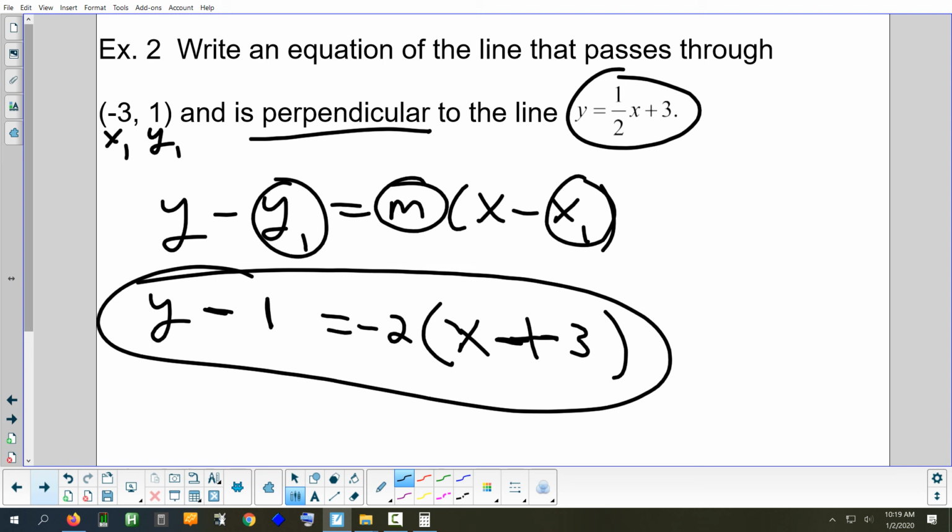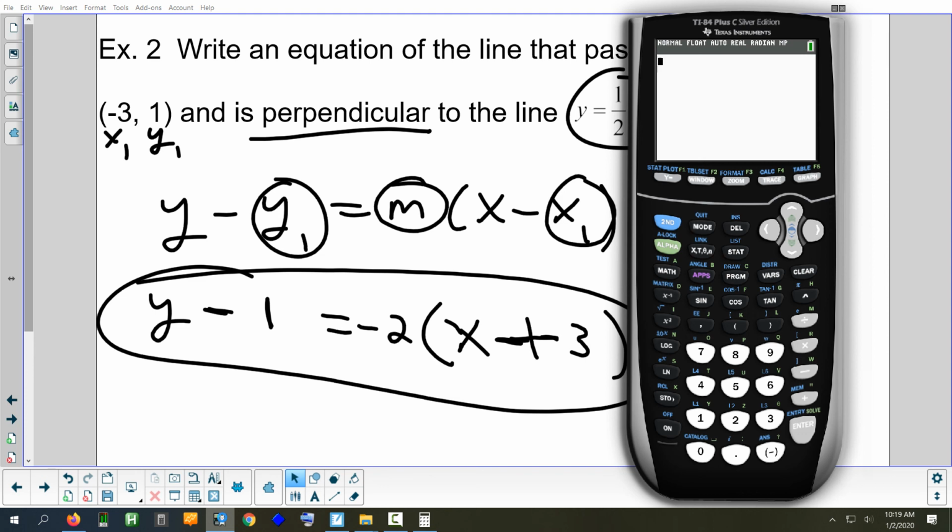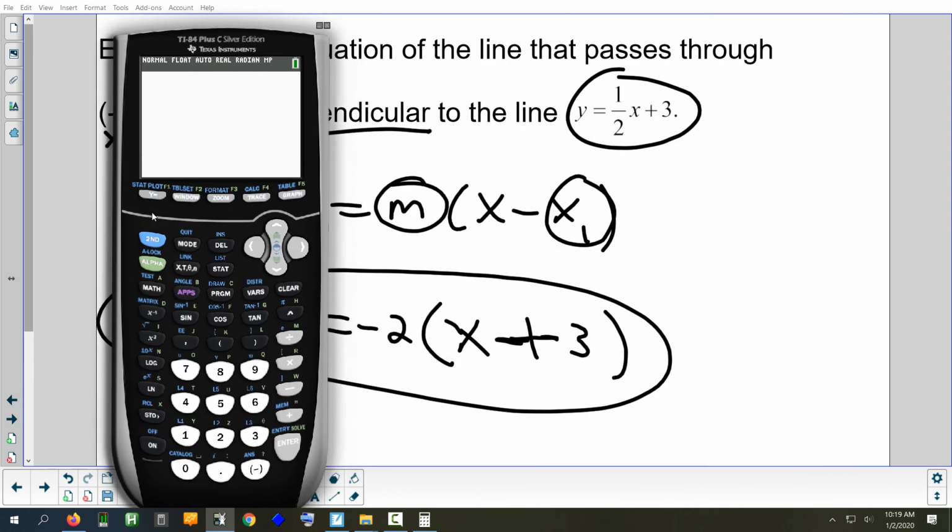Now, you guys don't have to graph this, but what I want to do is put it in on the calculator and show you what they look like. If they're perpendicular, they should make what kind of sign did I say? X. Like an X, like a plus sign. So 1/2 x plus 3, that's the first one.